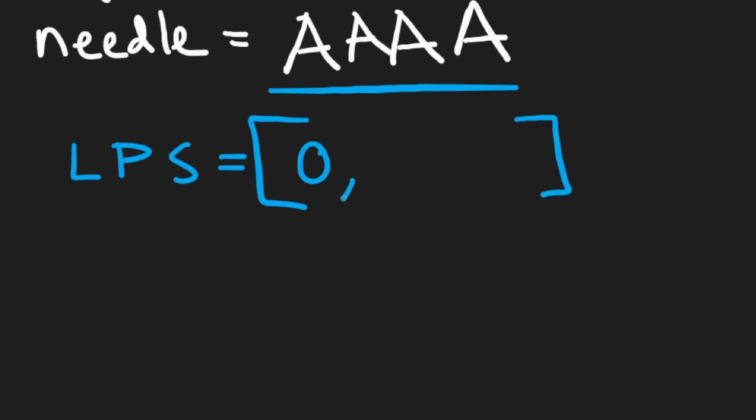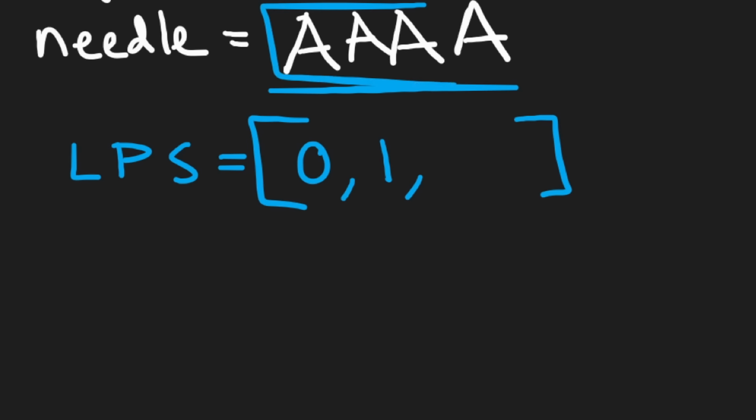The next position is where things get a little bit interesting. So now the substring we're looking at is the first two characters because this is the position that we're at. So what's the longest prefix of this that's also a suffix except the entire string? Well, the first character is the same as the last character, so we can say 1. And the next position, it's pretty simple in this example.